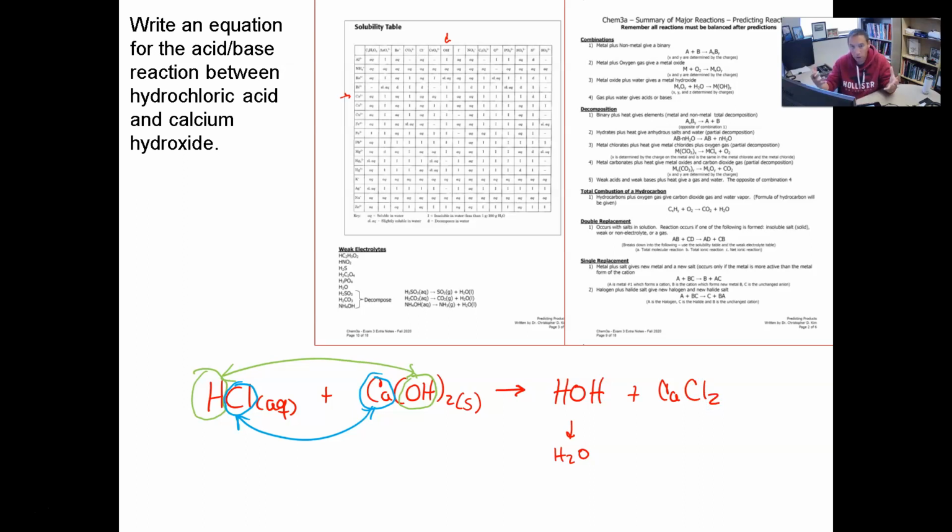HOH, water. Water dissolved in water is not going to be aqueous. You're just making more water, and water is a liquid if there's liquid water around. So its physical state is a liquid, L. That's our evidence of reaction. We made the liquid water. So we know that there's a chemical reaction here, which means we got to balance it.